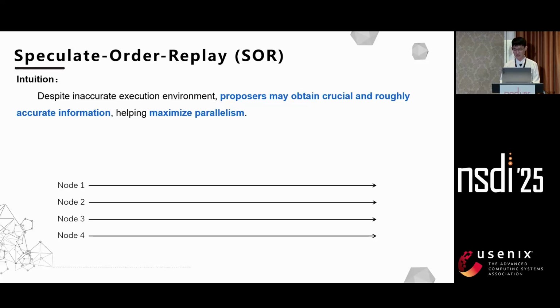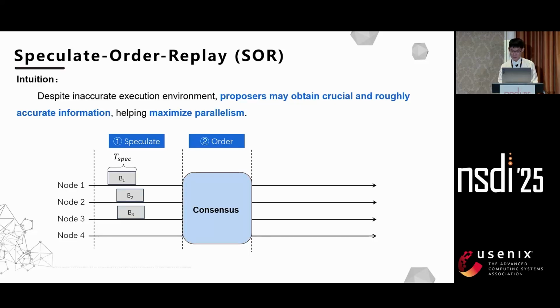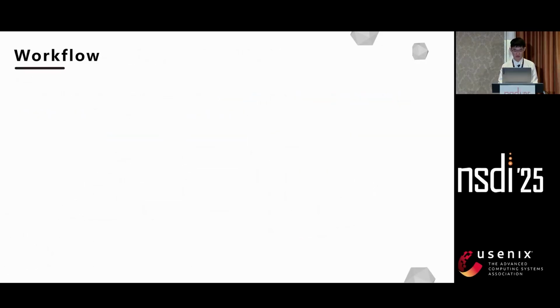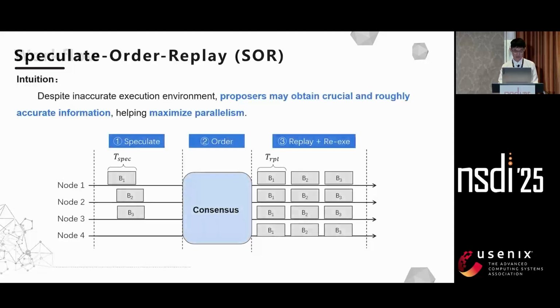Although in leaderless consensus, proposals do not have an accurate execution environment, they may still obtain crucial and roughly accurate information about transaction conflicts, that is, the read and write sets and the program traces, which can greatly help maximize the parallelism. Therefore, our framework allows each node to speculatively execute transactions before consensus.